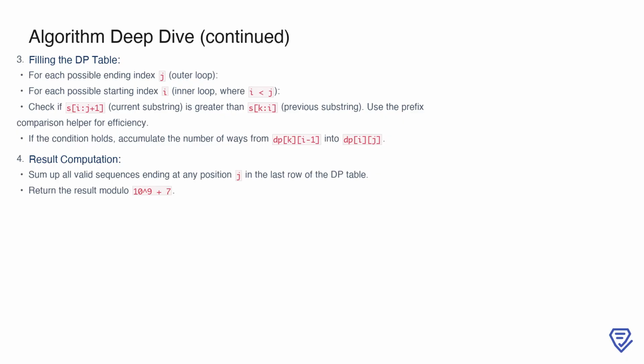Once the table is populated, the final step is to compute the result. We sum up all valid sequences ending at any position in the last row of the DP table and return the result modulo 10^9 plus 7 to handle large values. This structured approach ensures that we systematically explore all valid splits while maintaining efficiency.